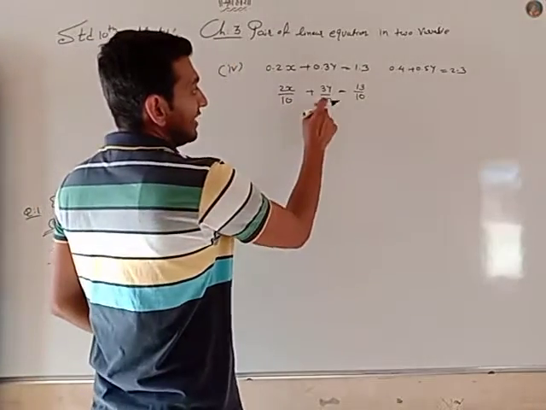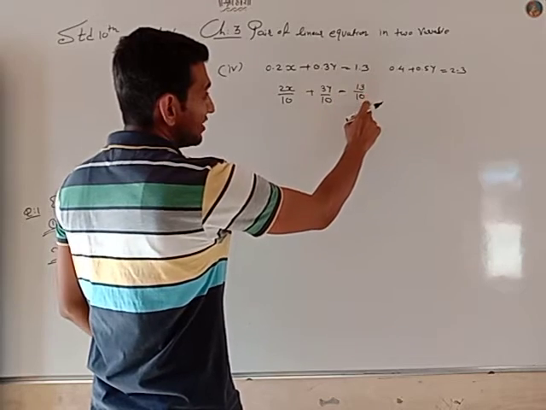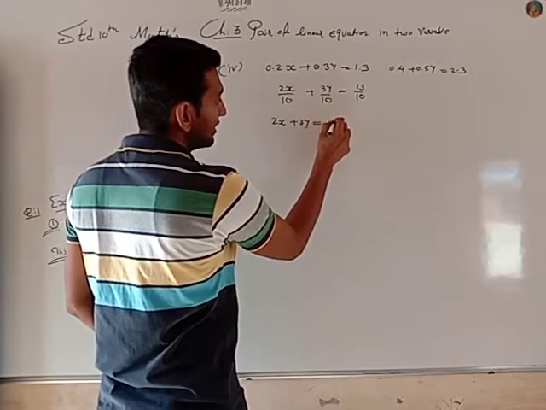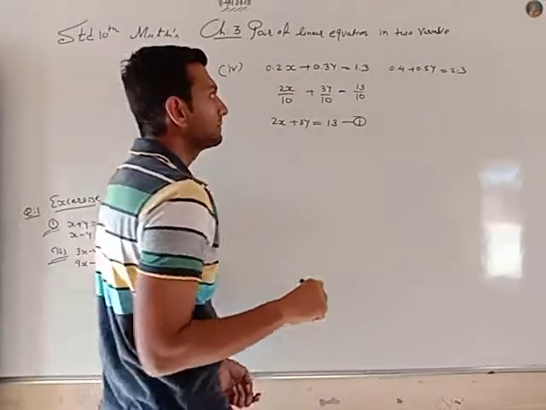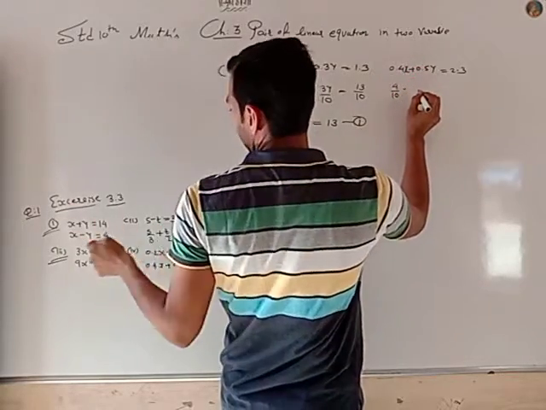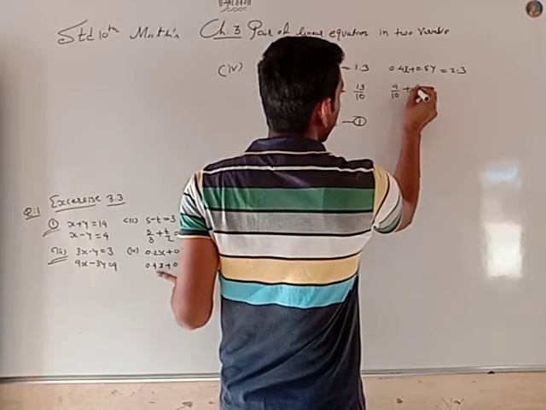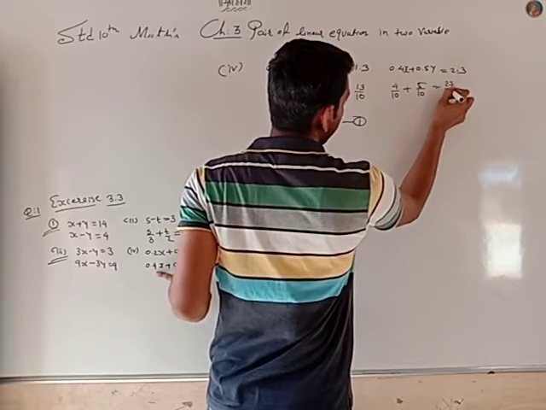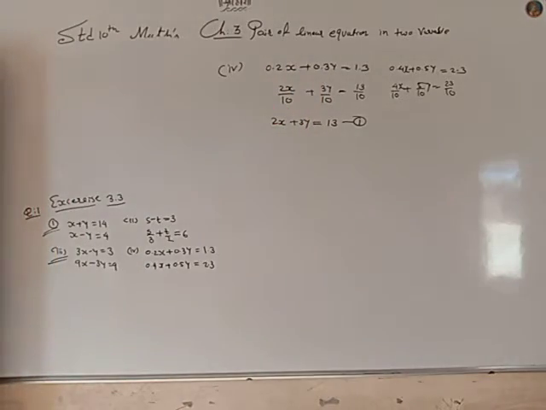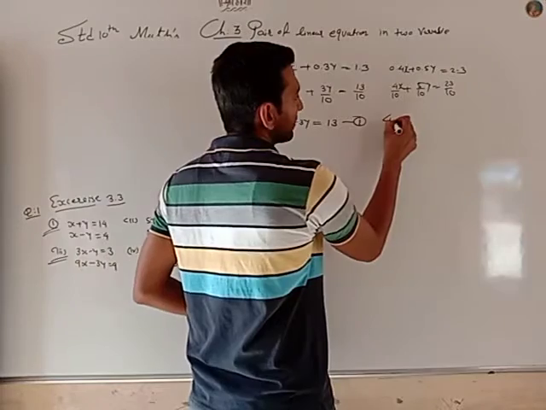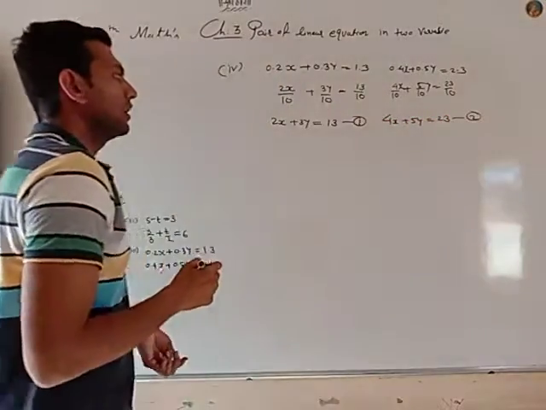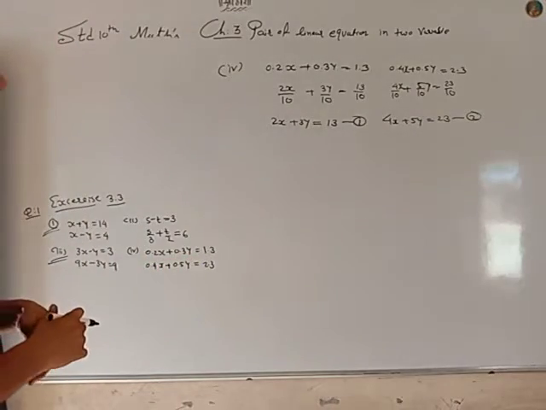So here 10 is in the denominator in every term, so you can eliminate it. You get 2x plus 3y is equal to 13. Equation number 1. Similarly here, 4 by 10 x is there, 0.4x plus 5 by 10, 23 by 10. So 4x by 10 plus 5y by 10 is equal to 23 by 10. You get 4x plus 5y is equal to 23. Equation number 2.